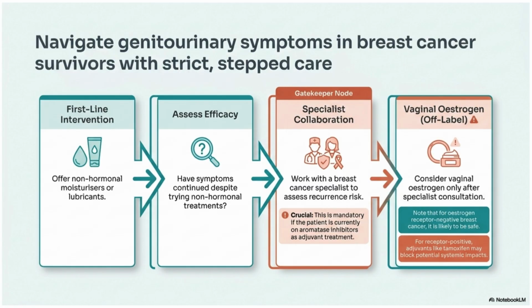Tamoxifen blocks the estrogen receptors in breast cancer cells and may reduce the potential effect of absorbed estrogen. Aromatase inhibitors work differently. They reduce estrogen production to very low levels. If the patient is currently taking an aromatase inhibitor, work with the breast cancer specialist before considering vaginal estrogen. Balance symptom severity, cancer recurrence risk, current treatment, and informed patient preference.